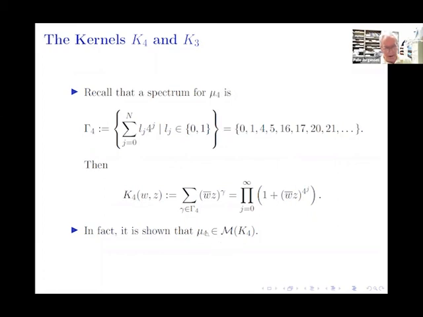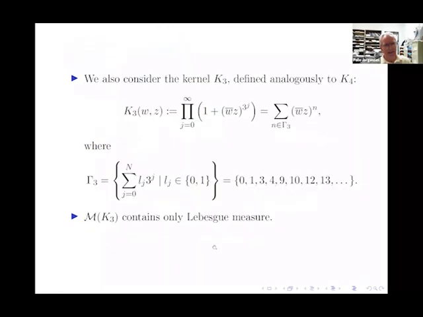Oh, okay, so we already know that mu 4. Oh, no, I'm sorry, that's the one with 3. No, the differences between points in gamma 4 are not equal to the integers. So we get that mu 4 is in M of K4, but the Lebesgue measure is not. The differences between points from gamma 3 are all of Z. And so we get that Lebesgue measure is in M of K3. And then we have another theorem that shows that the only measure in M of K3 is the Lebesgue measure.